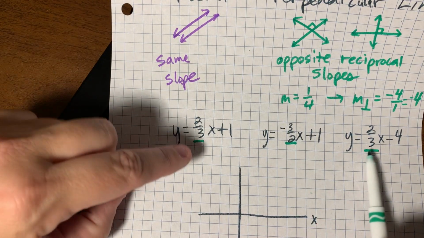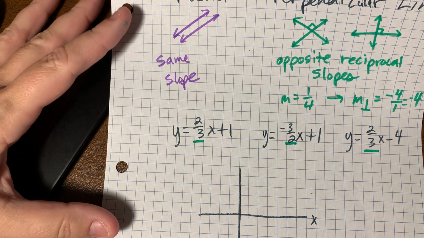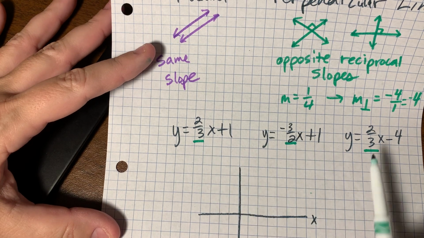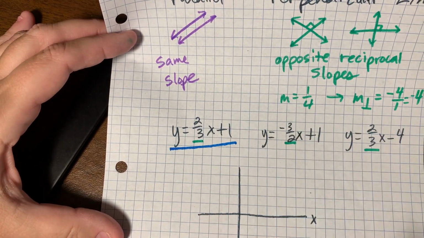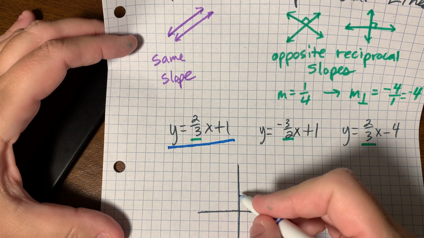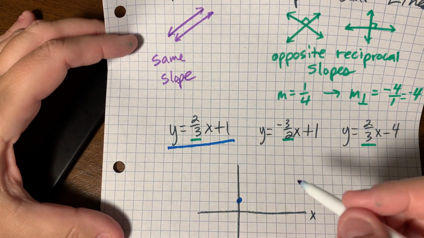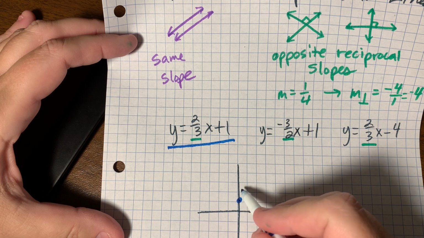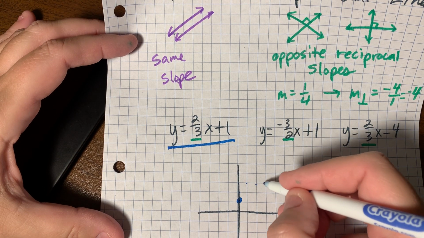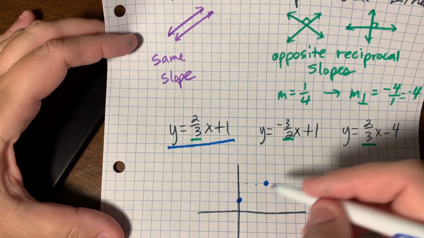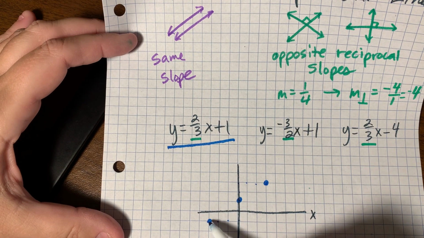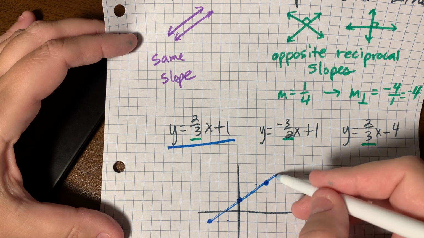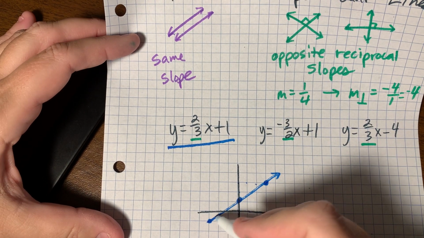-3/2 is the opposite reciprocal of 2/3. So this line will be perpendicular to these. Let's sketch them just so we can see what they look like. Here's going to be our first one. The y-intercept is 1. The slope is 2/3. So from this point, I'm going up 2 and then 3 to the right. I can also go down 2 and 3 to the left. There's my first line.